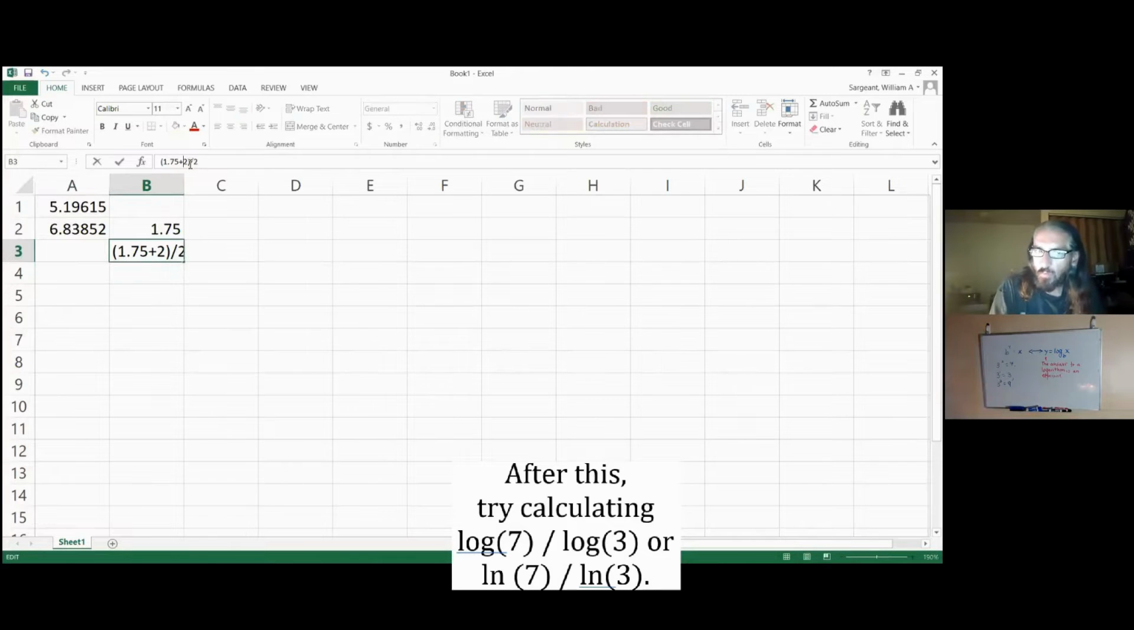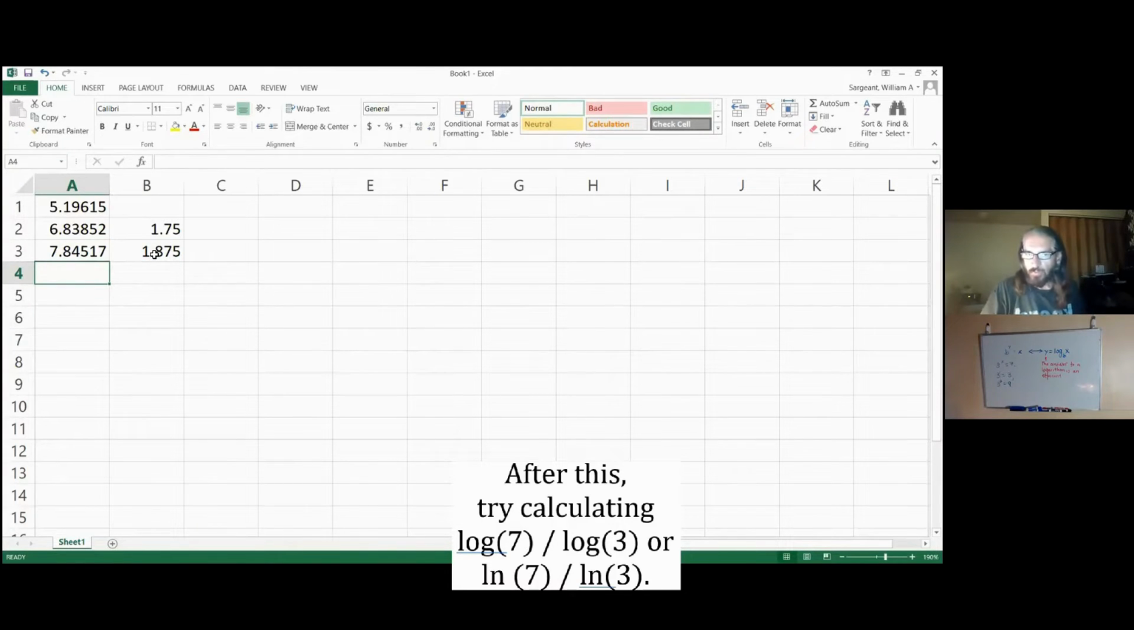That's going to give us 1.875. So let's try raising 3 to that power. And that's too high. So I'm going to back off, go halfway in between, instead of 1.875 and 2, I'm going to go halfway between 1.75 and 1.875. And raise 3 to that power.